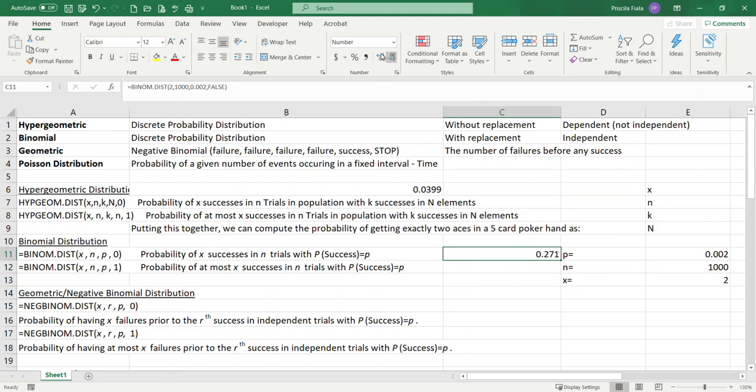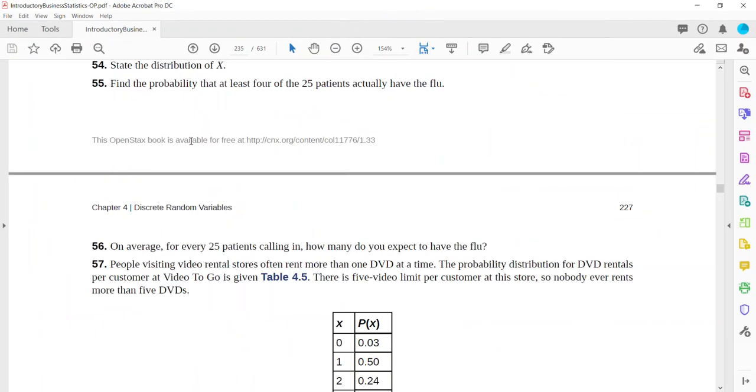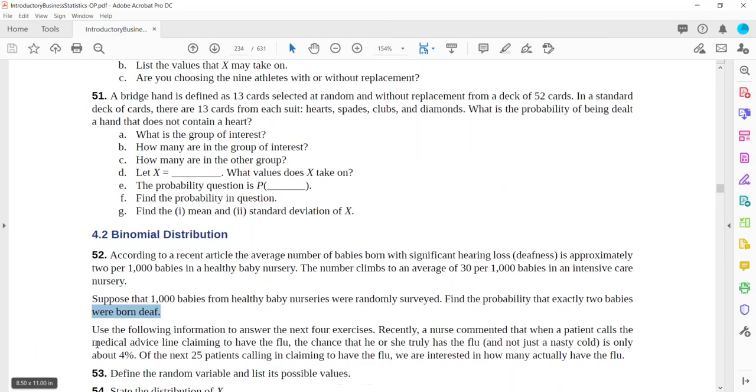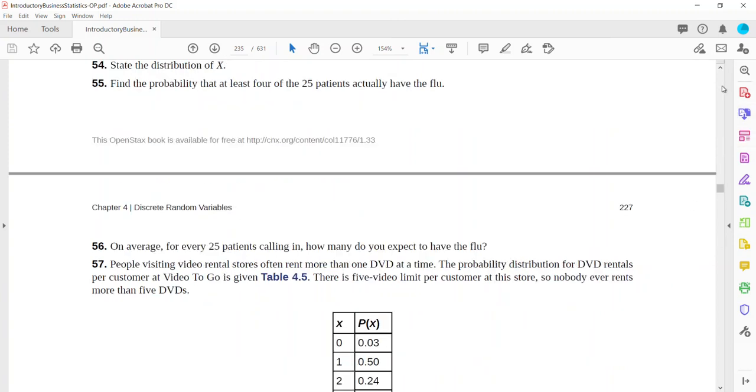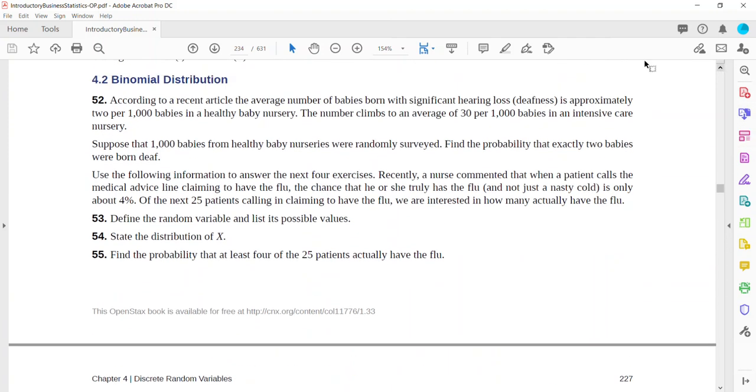So I would say about, it depends how many decimals you put there. So it's about 0.2709. So on 53, so we did 52 right here, right? Probably exactly two babies were born dead. Okay. So if you want to go ahead, another example, let's just keep going.